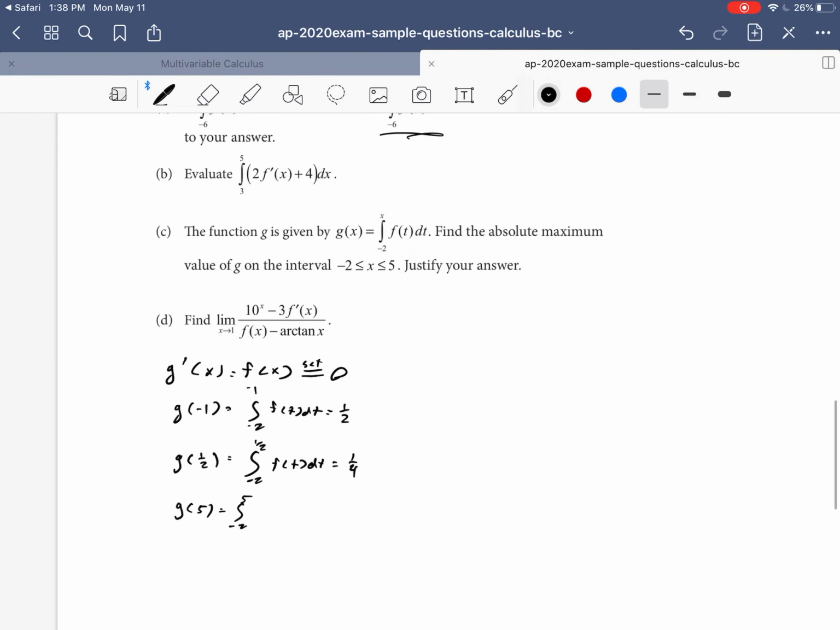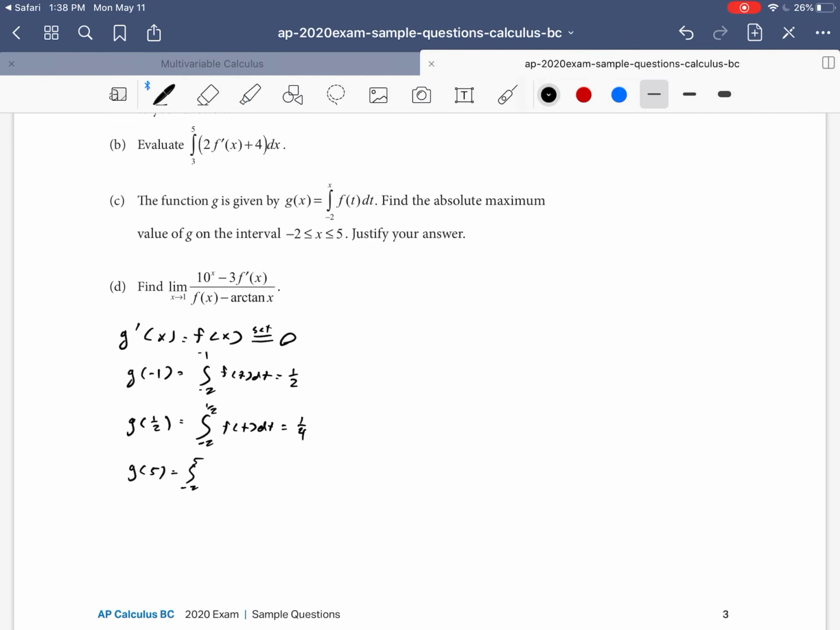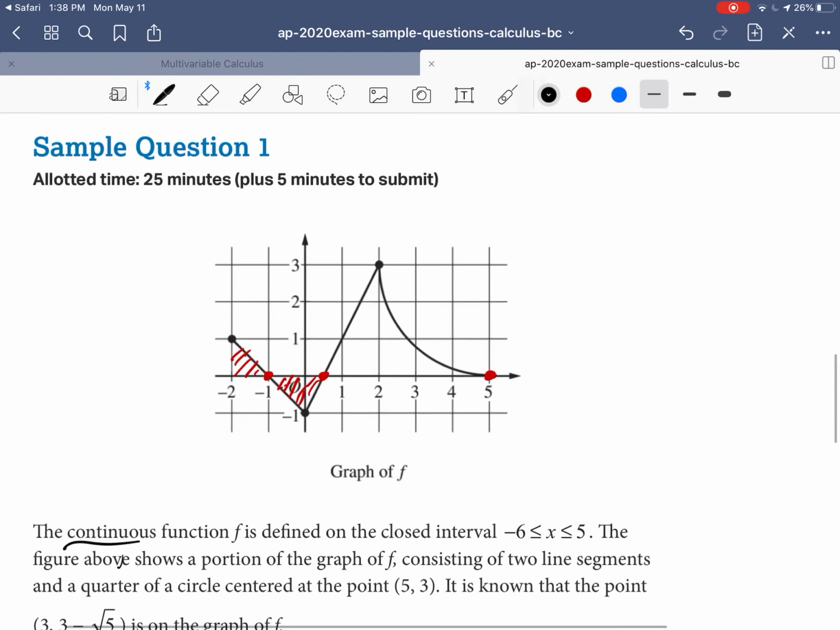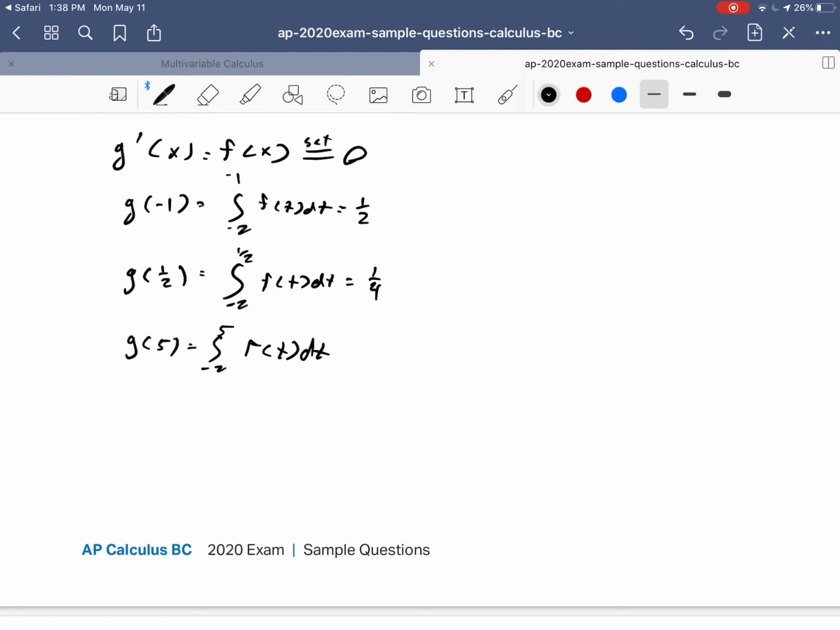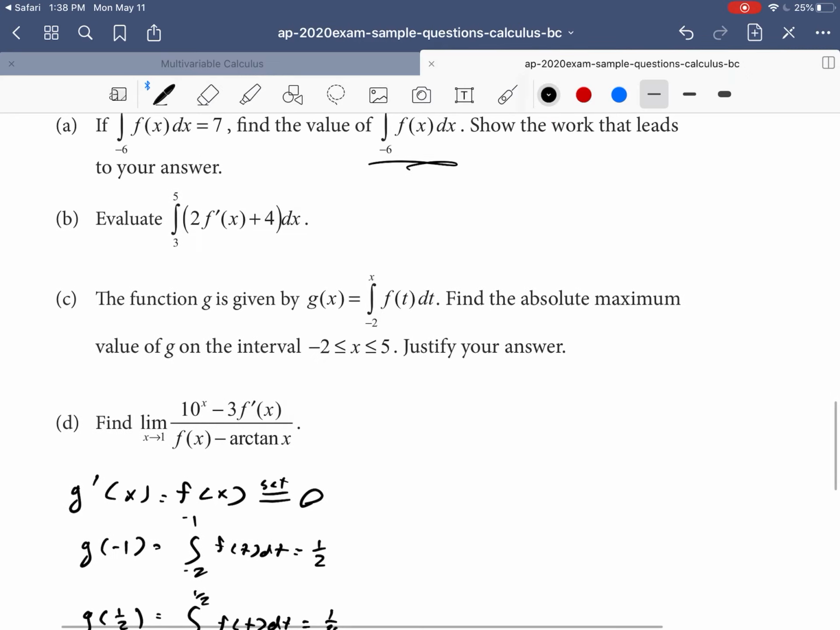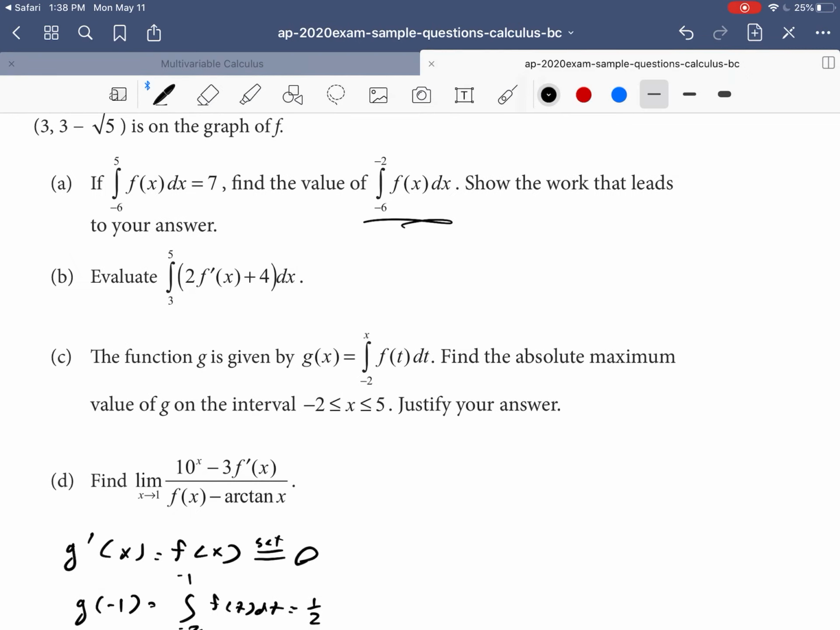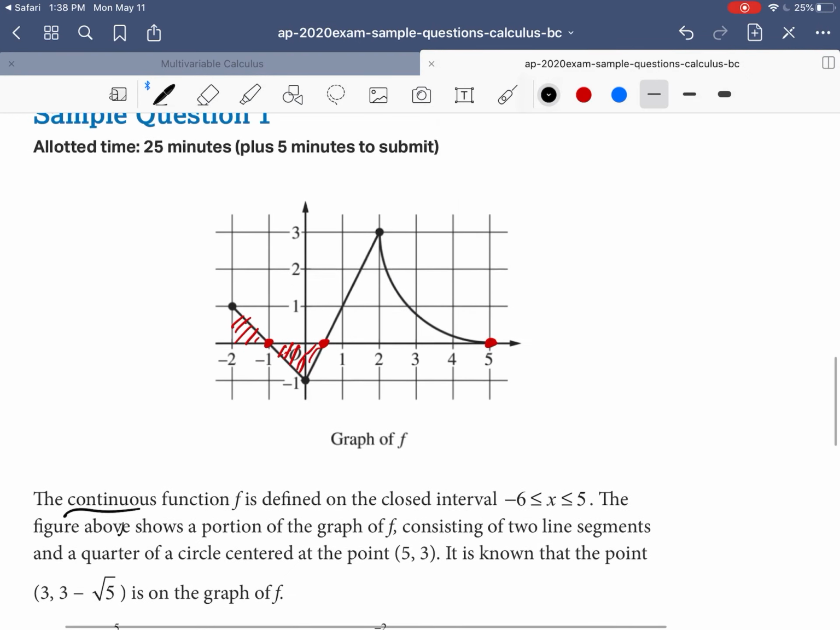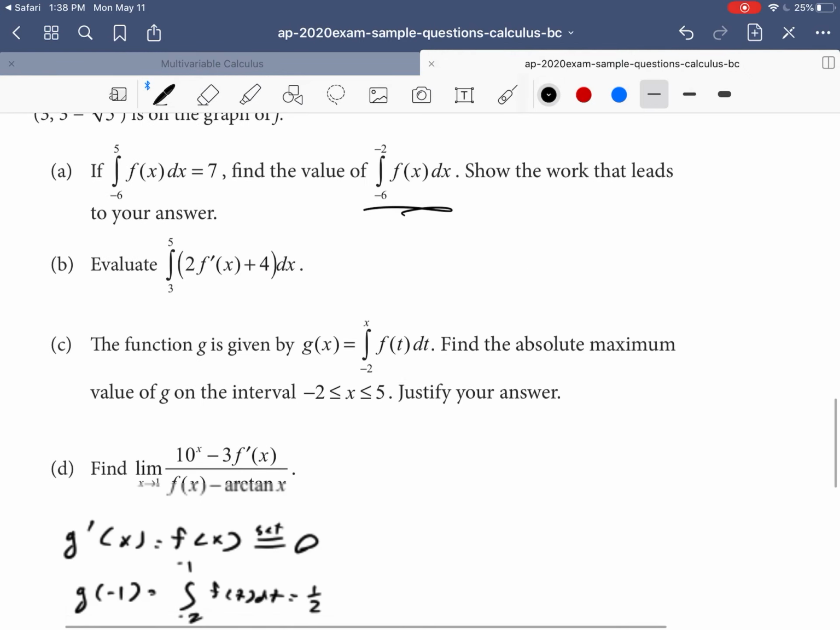Now g of 5 is the integral from negative 2 to 5, which I think we calculated before in a previous problem. Negative 2 to 5 of f of t dt. So that integral is, oh yeah, we calculated all that before. Remember, that was 2 times square root 5 plus 1 from part A. We needed to calculate that in part A.